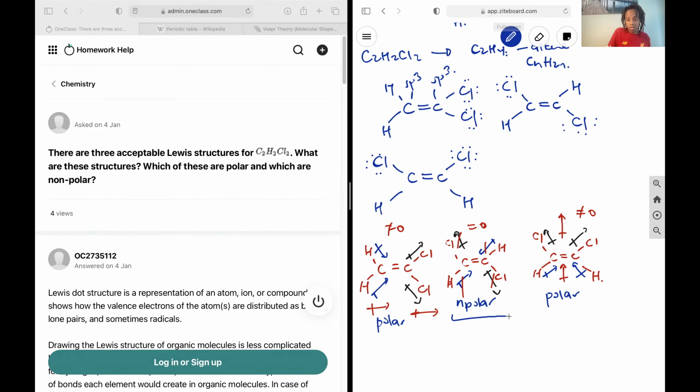And just so you know, this one is called cis. And that's strictly because these two are across from each other. This one is called trans. And that's strictly because these two are on the same side of the bond. If you consider this as a side and this as a side, opposite side, cis, same side, trans. And so as our final answer, we will have the trans molecule as polar, the cis molecule as non-polar, and this last one as polar.